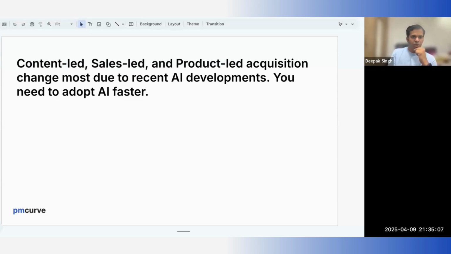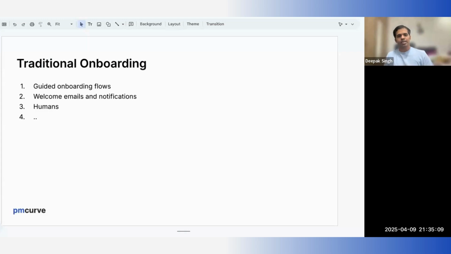Now, if you look at onboarding, this is where I feel a lot of people will get excited, because most growth PMs have worked on onboarding, retention, engagement. So onboarding, so far, we have seen guided onboarding flows where we take the user and tell them what to do and what not to do when they come to the platform for the first time. We send them welcome emails and notifications. And then in some cases, we also have humans to onboard. Like if you have taken enterprise software like Salesforce, you'll see humans actually onboarding you on the software.